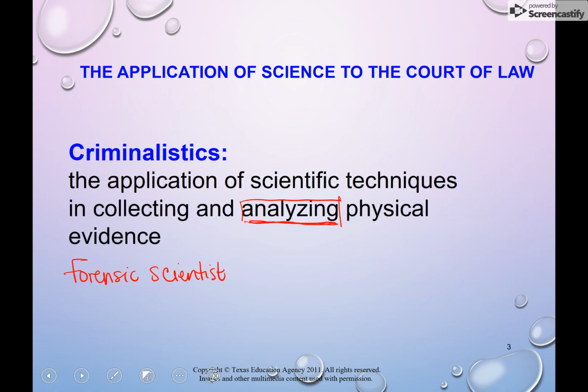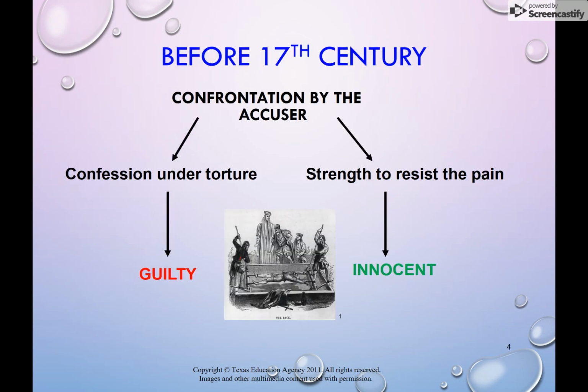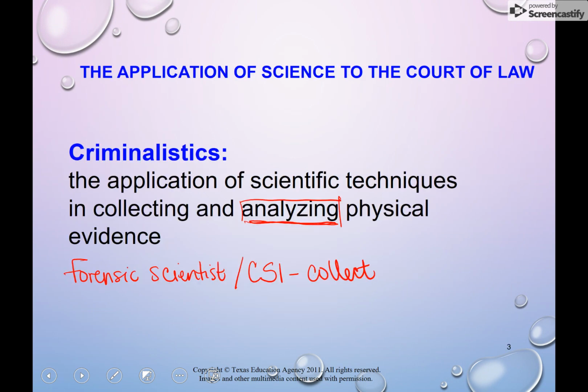Your forensic scientist is like your CSI or crime scene investigator. And the major difference is while they also collect evidence, they're not responsible for the analyzing part. Their job is to collect and process the evidence from a crime scene.